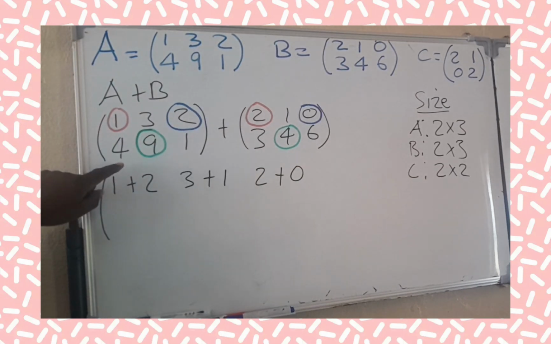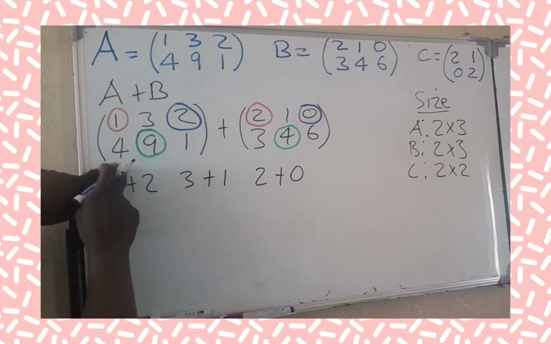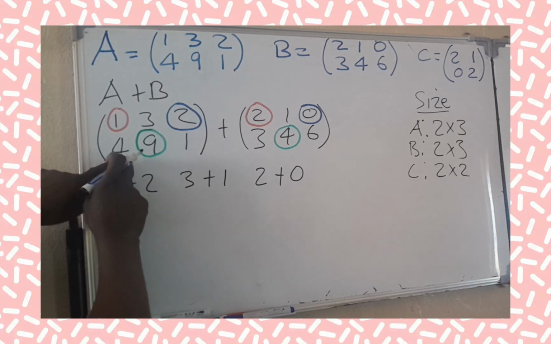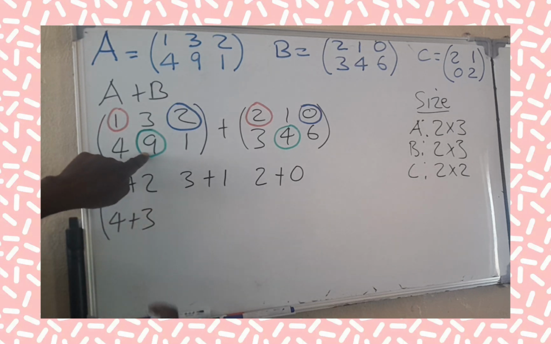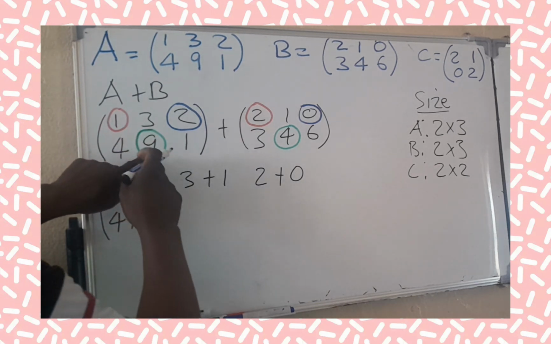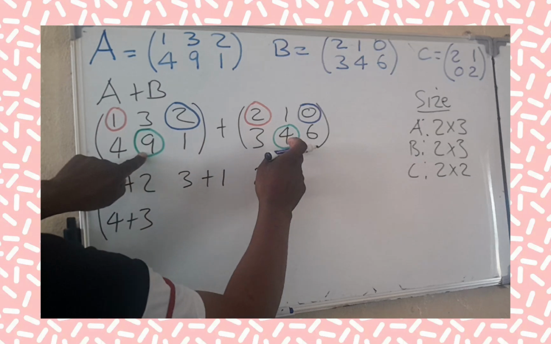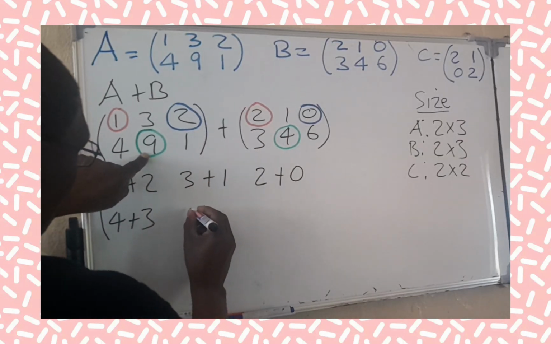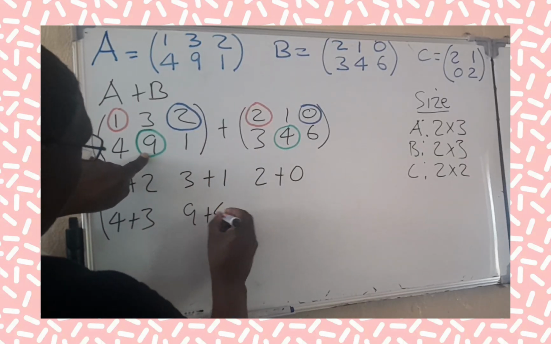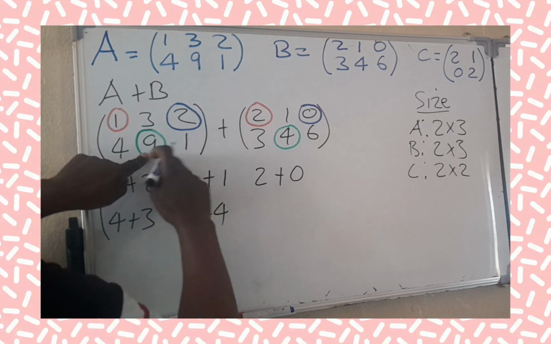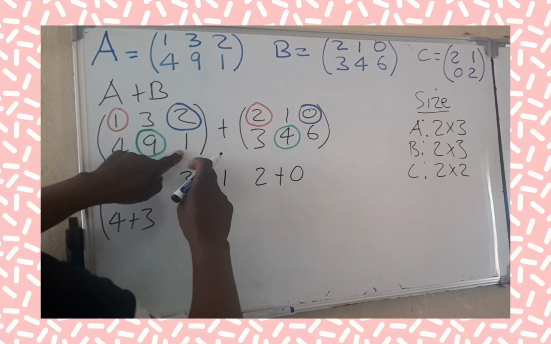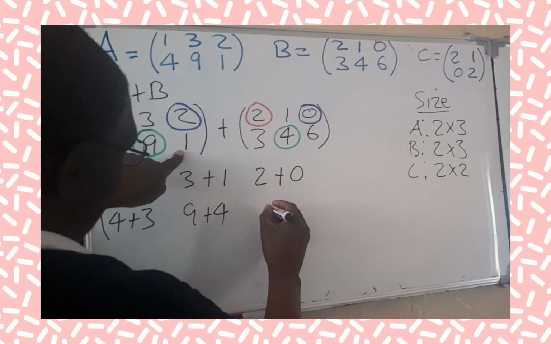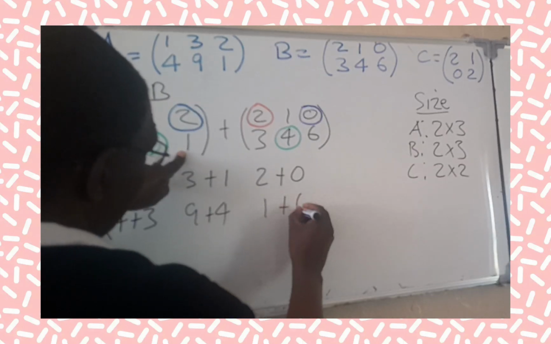Now let's come down to the second row. Our first element in the second row will be a 4 added to a 3, so it will be 4 plus 3. The second element in the second row will be a 9 added to a 4. Why did I say 3? It's 9 plus 4. Then lastly, the last element of the second row will be a 1 added to a 6, which is 1 plus 6.